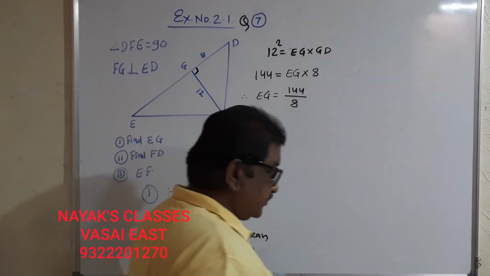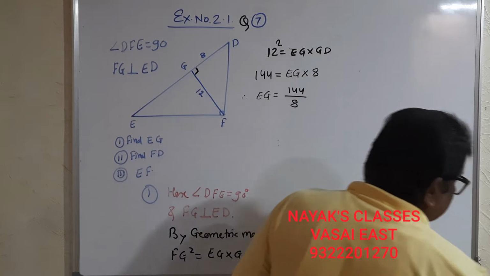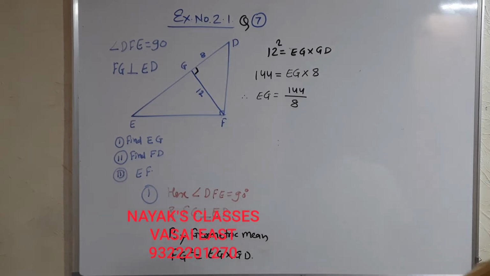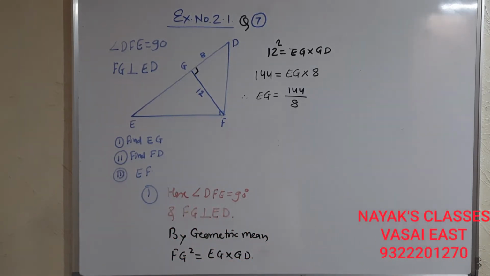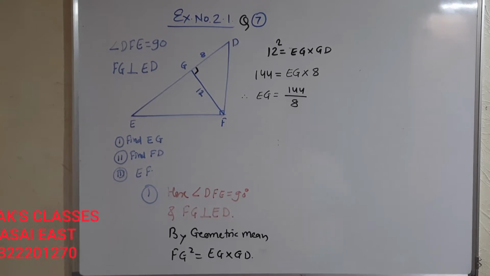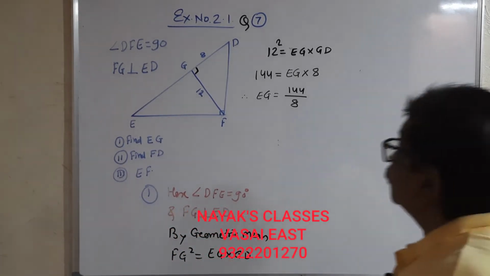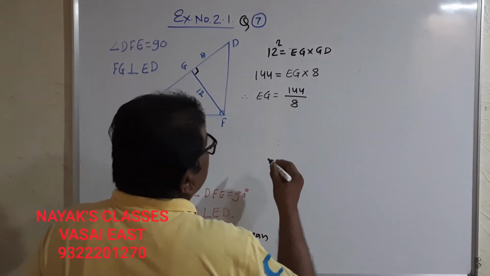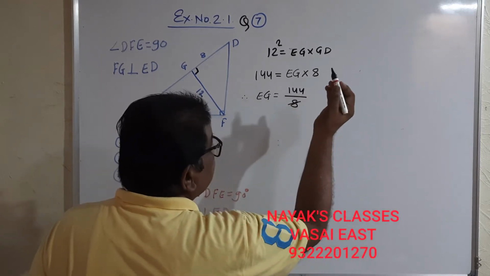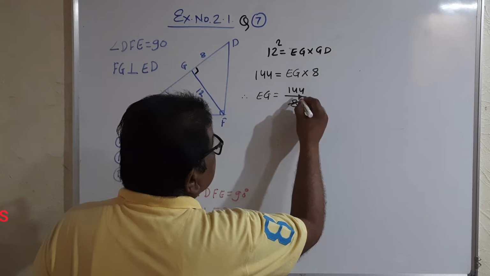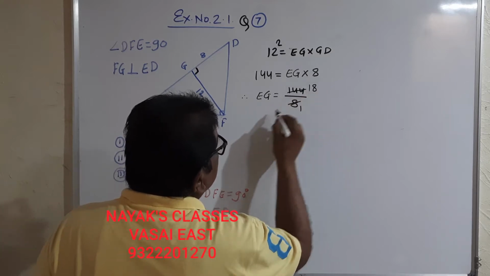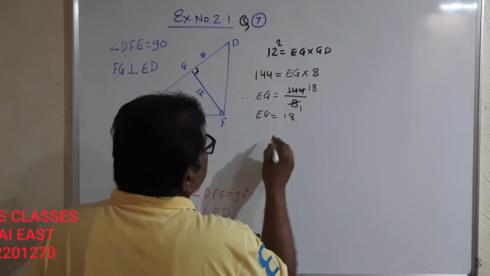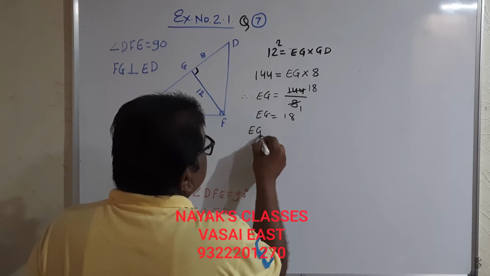Now the question is, how strong are we in the calculations? If you know the table of 8 up to 20, then 8 18s are 144. EG is equal to 18.